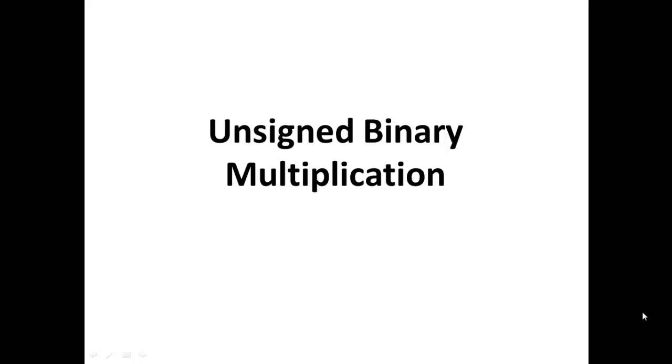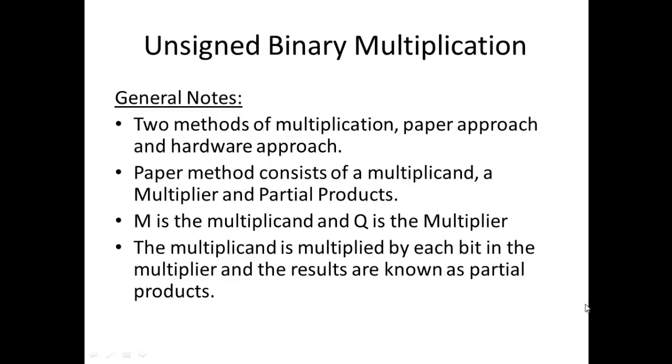We will be looking at unsigned binary multiplication. Unsigned binary simply means the numbers are always positive. There are two methods for this multiplication: the paper approach and the hardware approach.